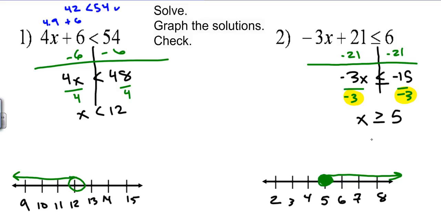Over here, I want numbers that are bigger than 5, like 8. So I get negative 3 times 8 plus 21. Negative 24 plus 21 is negative 3. Is negative 3 smaller than or equal to 6? Yes, it is. So that's how you check it. You're drawing your solutions here, so just pick one of your solutions and plug it in.